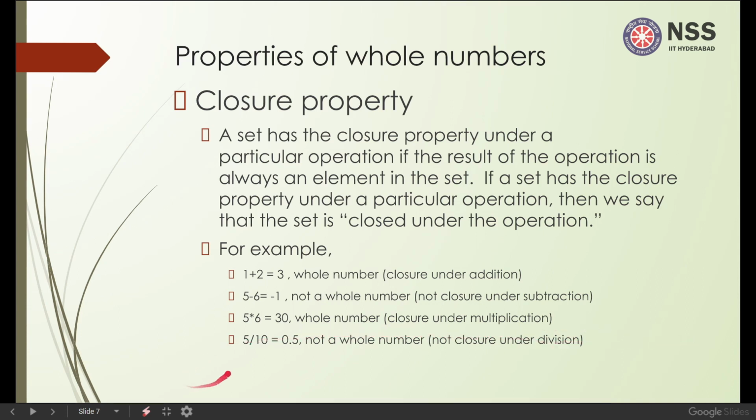Let us try division. If we divide 5 by 10, we get 0.5, which is not a whole number. Why? Because whole numbers are all positive numbers which do not have any fraction or decimal. But if we divide 4 by 2, we get 2, which is a whole number. Therefore, dividing any two whole numbers may not always give us a whole number. Therefore, whole numbers are not closed under division.